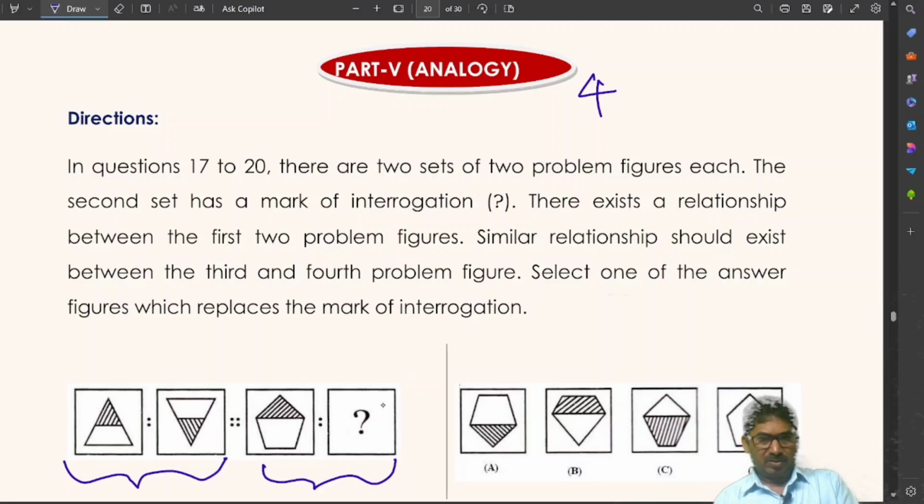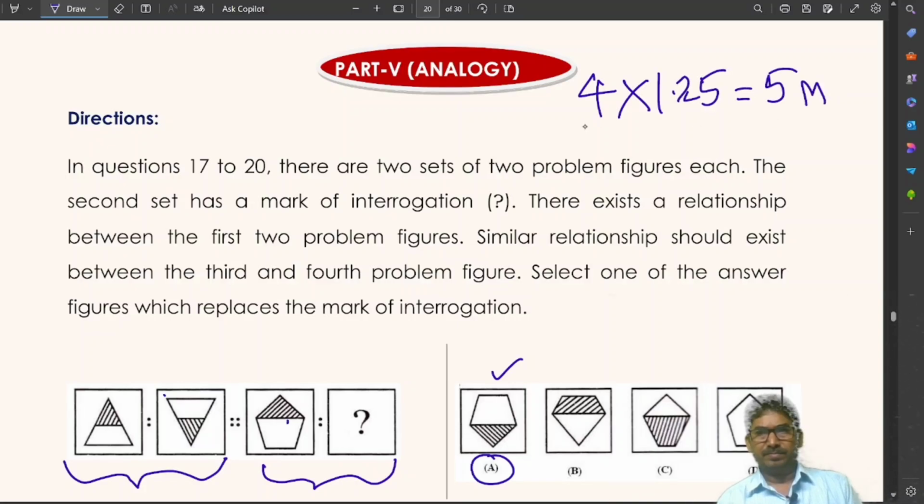That is the question. So here is a triangle. In this what we have, up and down. So this triangle came up and down, so this figure also comes up and down. So which is correct, we have to see. So this one only, absolutely up and down, same as this figure. So option A is correct. So in this, how many marks do we get? 4 questions, each question carries 1.25 marks, so totally 5 marks we get in this part.